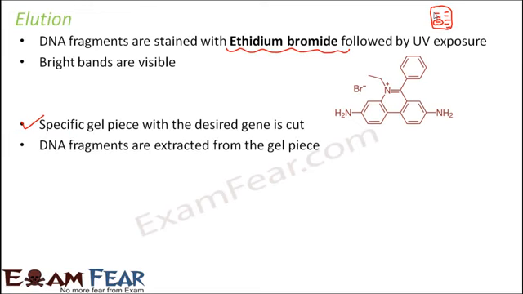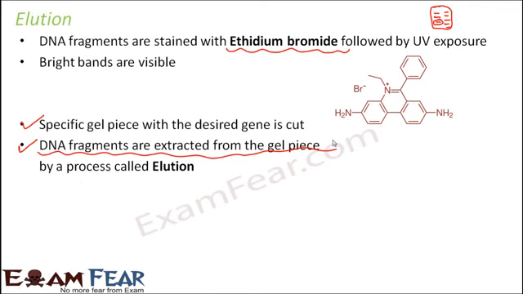So now what will you do? We do not want the gel, we just want the DNA. So then the DNA fragments are extracted from the gel piece. So here again we need a technique which can actually separate the DNA fragment from the gel, because we are only interested in the DNA in its pure form. There should be nothing else present with DNA. So for that purpose there exists a technique called elution. So elution is the process by which the selected or the desired DNA fragment is separated from the gel piece. So how is elution done?